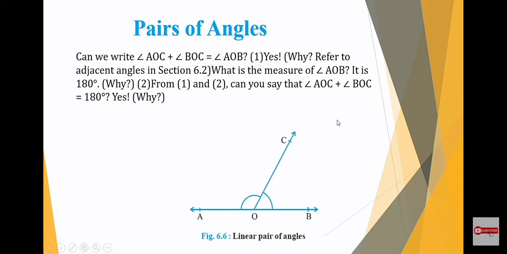So from 1 and 2, you can say that angle AOC plus angle BOC is equal to 180 degree because angle AOC plus angle BOC is nothing but angle AOB, and that is equal to 180 degree. So these two pair of angles make a linear pair.